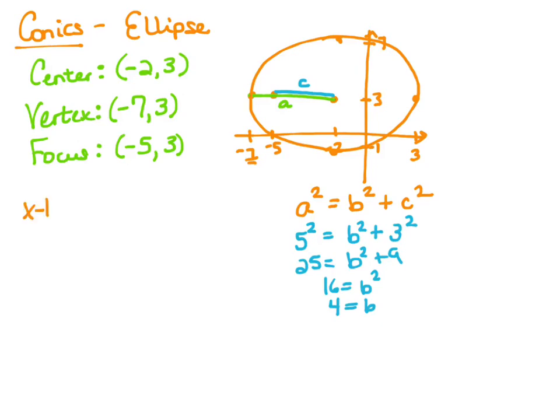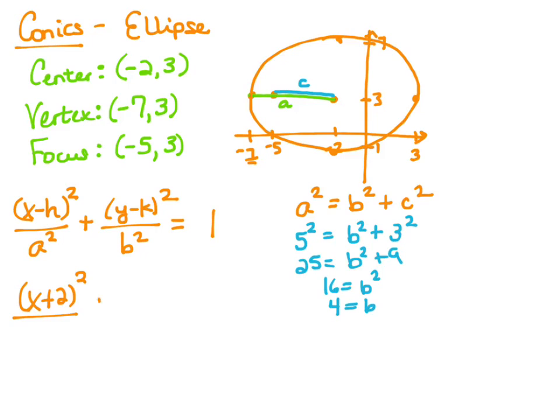Our equation is going to be in the form of (x minus h) squared over a squared, and the a goes with the x because our ellipse is going horizontally, plus (y minus k) squared over b squared is equal to 1. That's our formula for this equation. And so my center is at (negative 2, 3), so I have (x plus 2) squared and (y minus 3) squared. And my a value is 5, so this is going to be over 25. My b value is 4, so this is going to be over 16. And that's our equation for this ellipse.